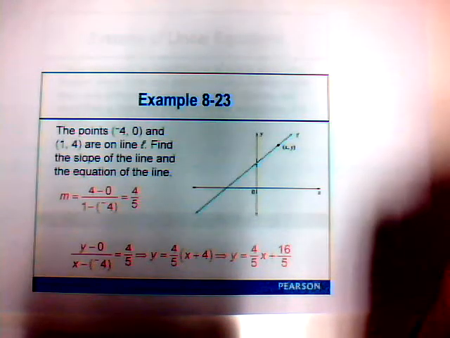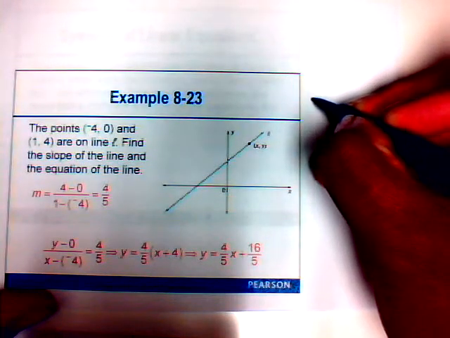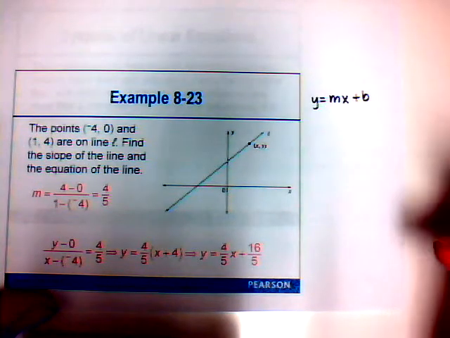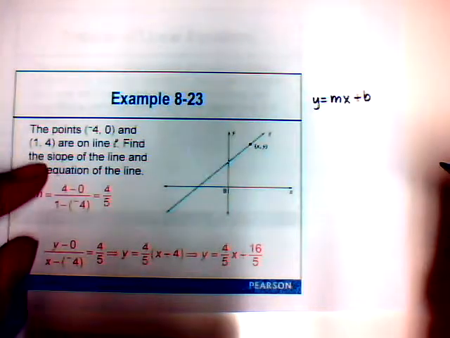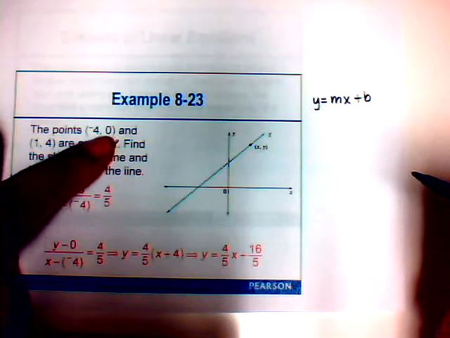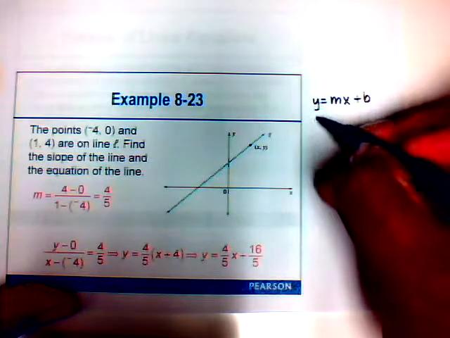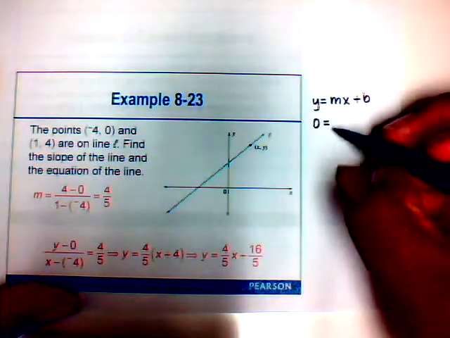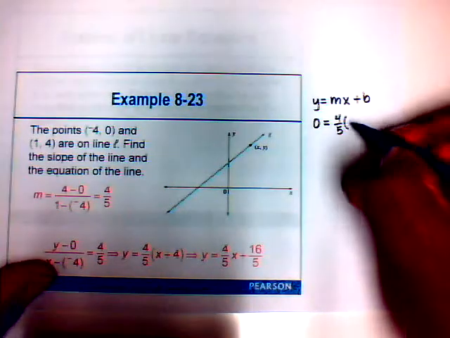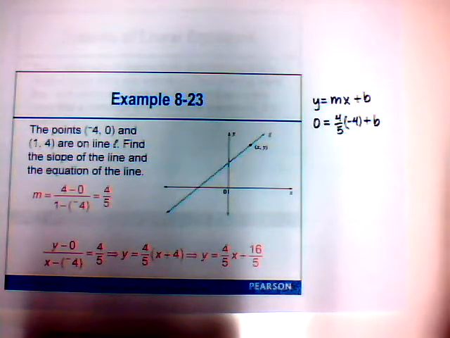Now to find the equation of the line, there are ways that you can do this. You can use y is equal to mx plus b and use either one of these 2 points. I'm going to use (-4, 0) because that y coordinate is 0. And I'll replace the y with 0 and the x with negative 4. So here y is 0, so that's going to be 0 is equal to, my slope was 4/5, so that's going to be 4/5 times x, which is negative 4, plus b.